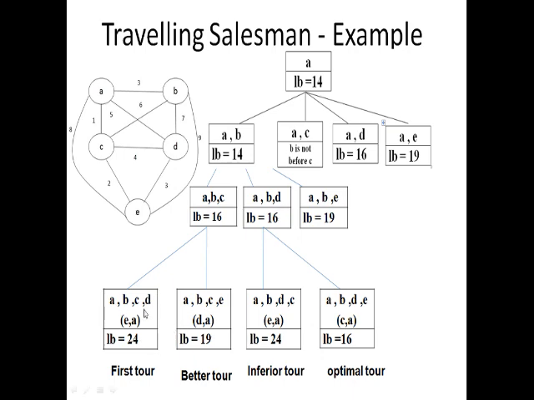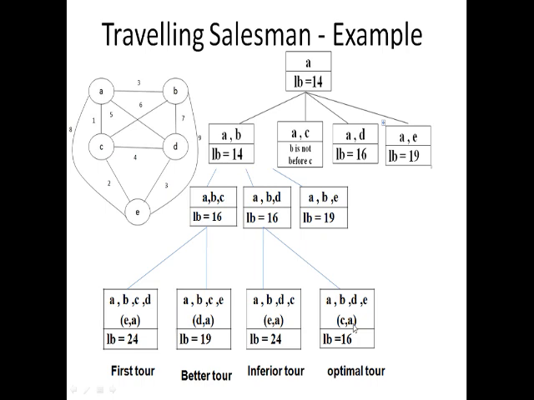Here the tours are A, B, C, D, E, A; A, B, C, E, D, A; A, B, D, C, E, A; and A, B, D, E, C, A. All the values are calculated and the lower bounds are 24, 19, 24 and 16. 16 is considered the optimal tour.